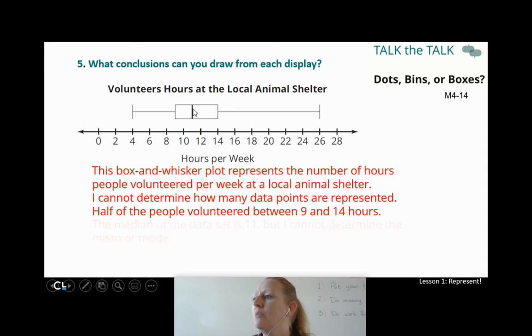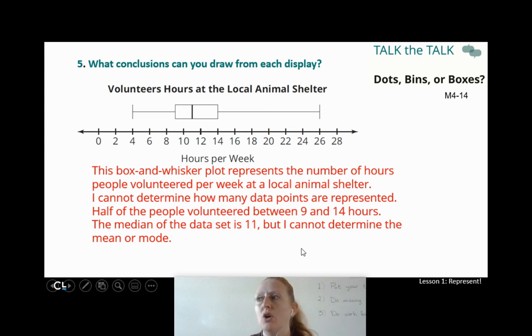And again, I can tell the median is 11, but I don't have enough data to find the mean or the mode. I don't have enough data to find any of the others. So I guess this is what we've got.